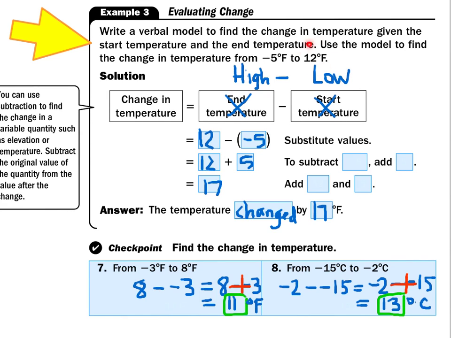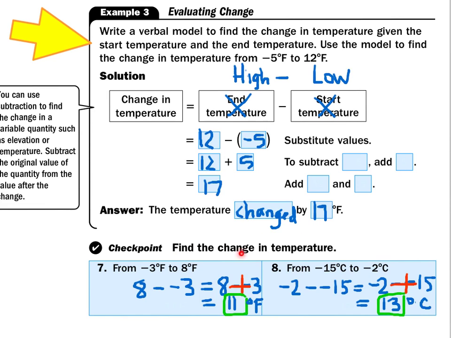Notice how 12 degrees Fahrenheit is higher than negative 5. So I'm going to say 12 minus negative 5. Right here, those two negatives are going to morph together to be a big giant plus sign. So 12 plus 5 means 17. So the temperature changed by 17 degrees.